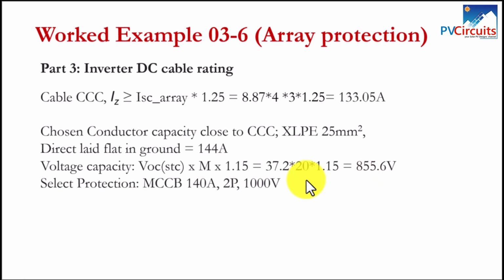So we are going to select an MCCB adjusted to 140 amps, and it should have 2-pole and be rated at 1000 volts. So with that, we have concluded the process of the system component and cable rating.